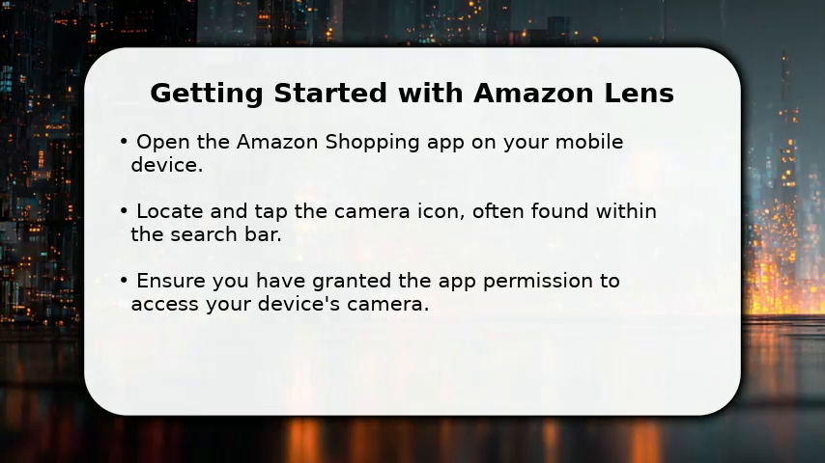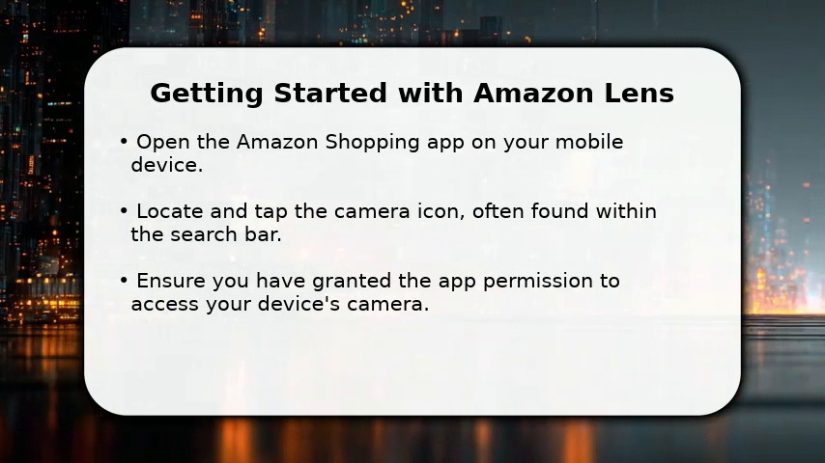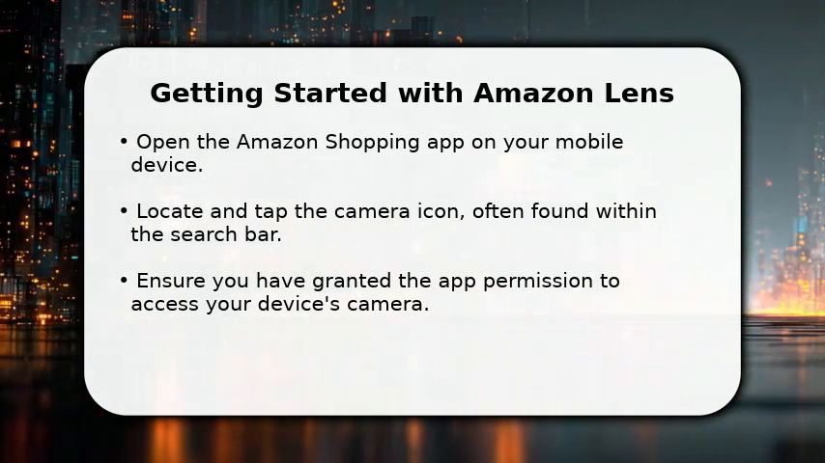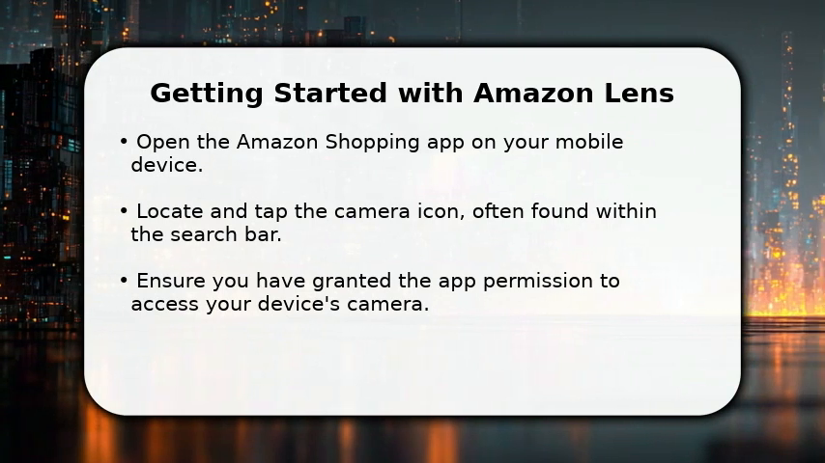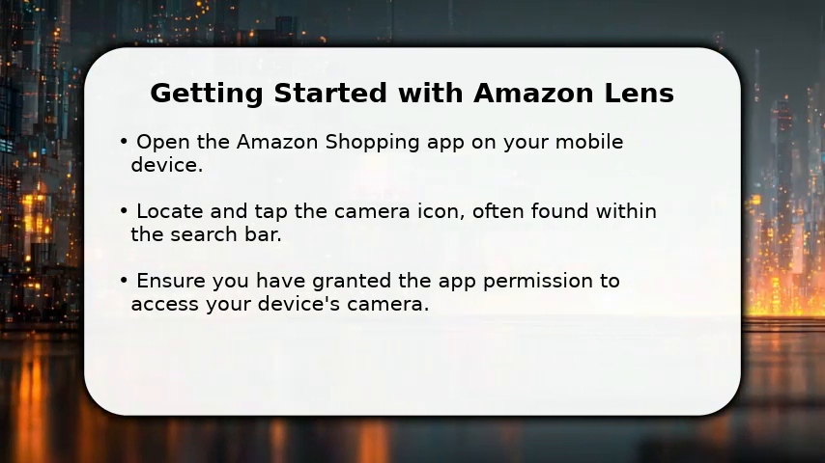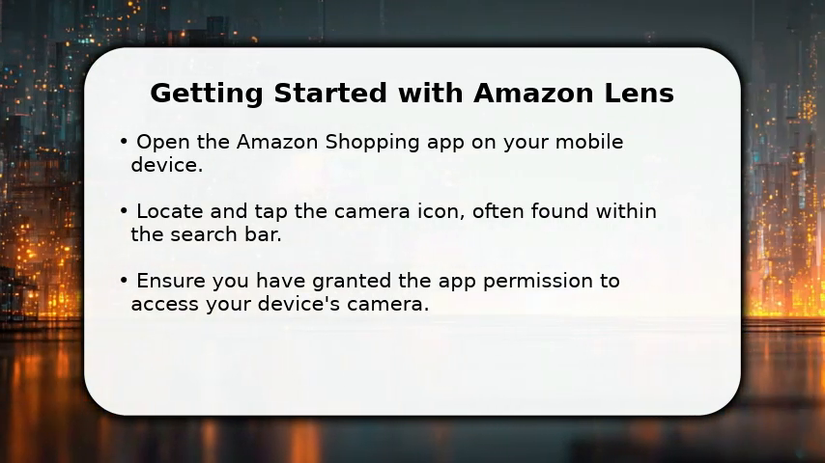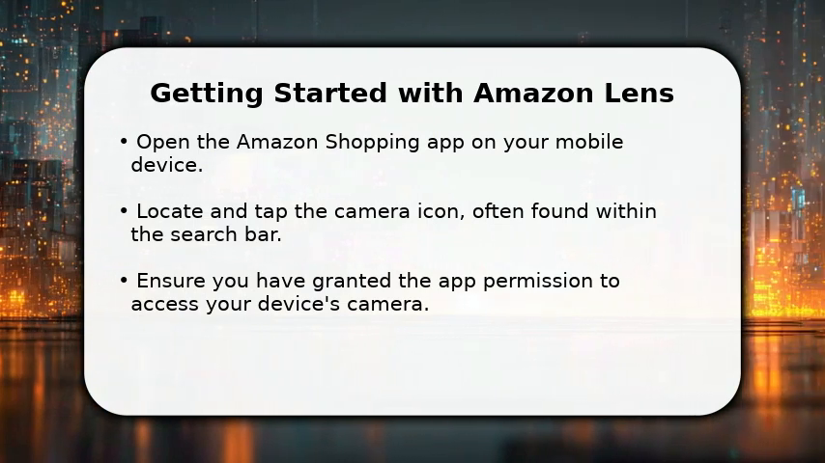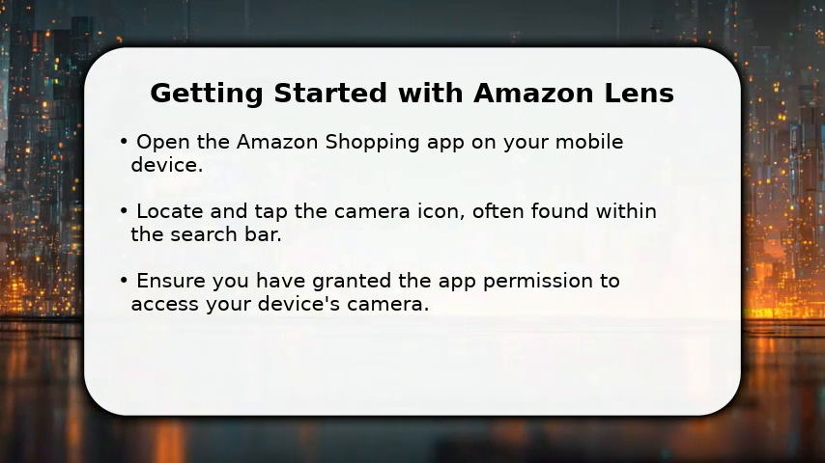In this video, I will explain how to use Amazon Lens. To begin, simply open your Amazon shopping app. Look for the small camera icon, typically positioned within the search bar at the top of your screen. Tapping this icon will launch the Amazon Lens feature.